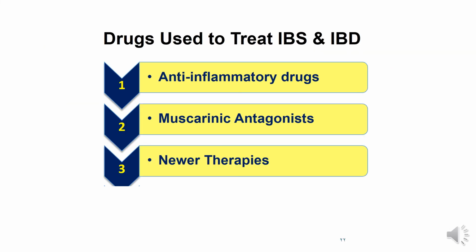Now we will talk about drugs used to treat irritable bowel syndrome and inflammatory bowel disease. The first class is the anti-inflammatory drugs. The second class is the muscarinic blockers. The third class are newer therapies.